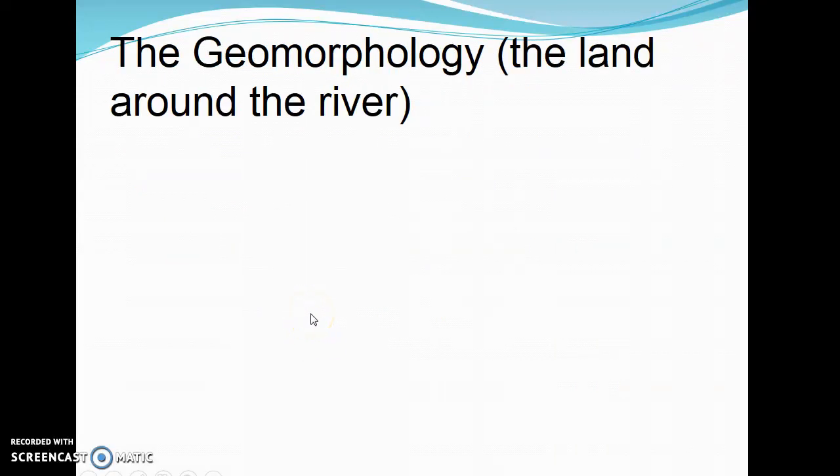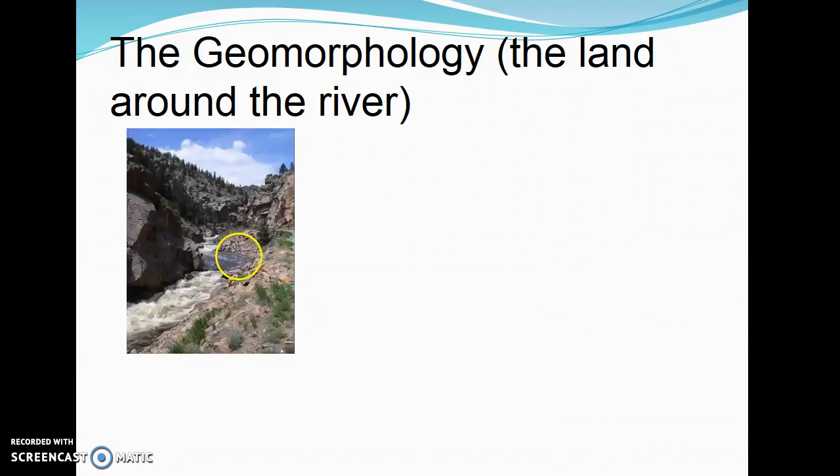So when we talk about the geomorphology, geo being land, we want to know what about the shape of the land around the river is going to influence the river. And we have three different situations here. This is what we call a confined channel. We have the land on both sides of the river is very steep, very rocky. It's not very likely to change in a short amount of time from the river. And so this river then has to go where the land lets it go.